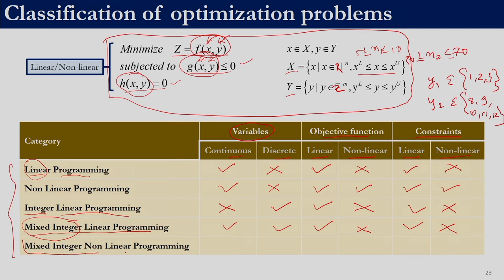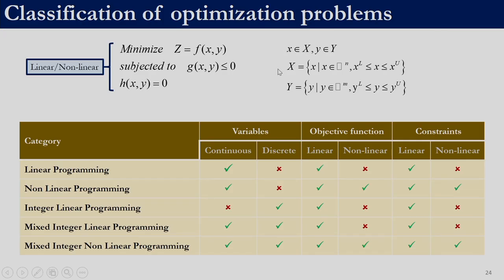In mixed integer non-linear programming, some of the variables can be continuous, some of the variables can be integer. The objective function can be either linear or non-linear, and the constraints can be either linear or non-linear, right? So these are the five categories of problem. Obviously, you can also have integer non-linear programming wherein either the objective function or the constraints are non-linear in nature. So this gives the consolidated picture of whatever we have discussed.